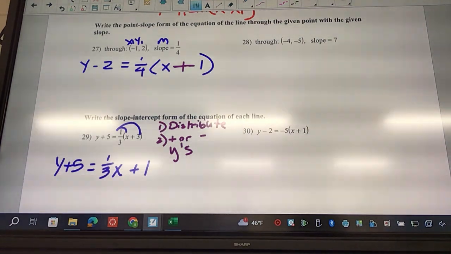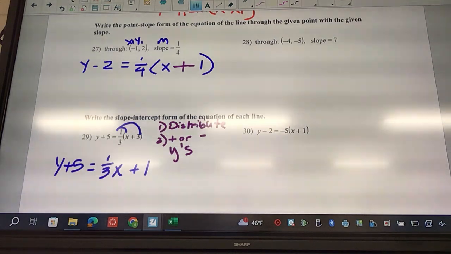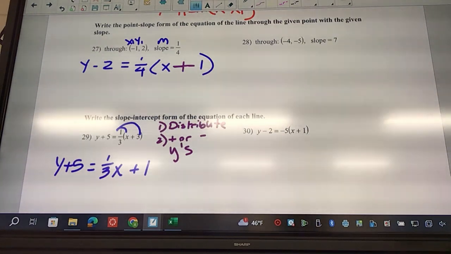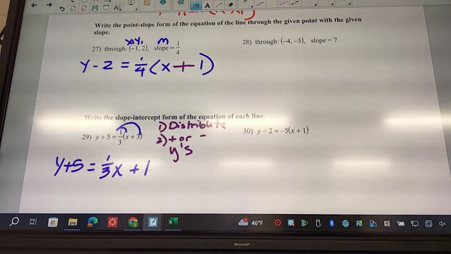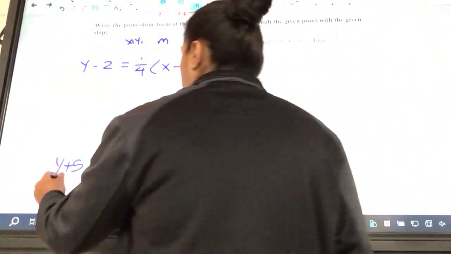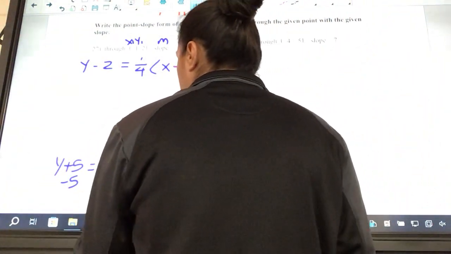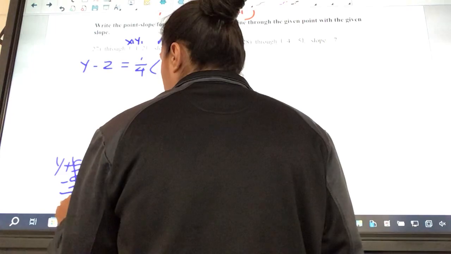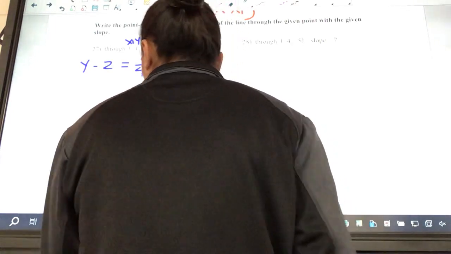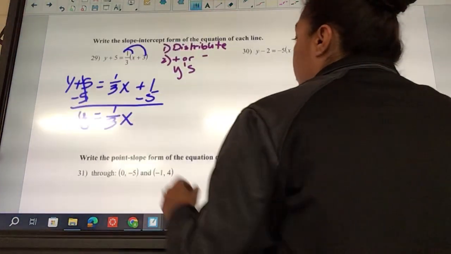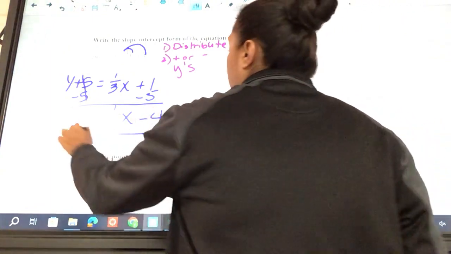And then we're going to add or subtract the number that's by the y. So are you going to add or subtract it? Subtract the 5. And what's it going to go under? The 1. And then 1 plus negative 5 is going to be negative 4.